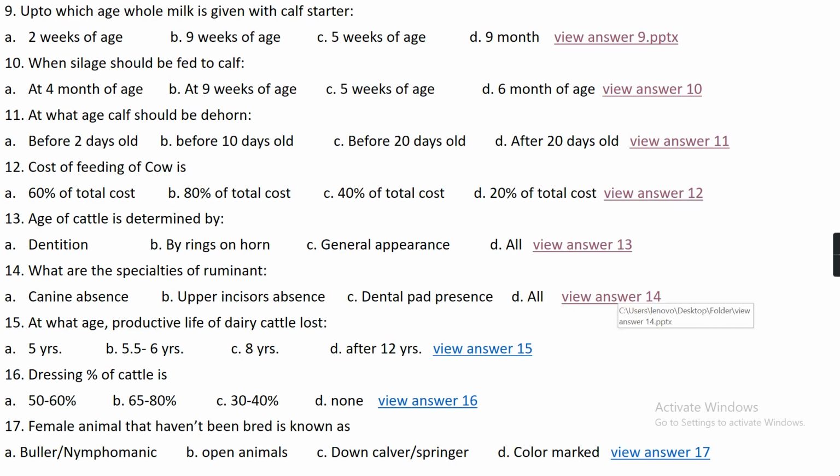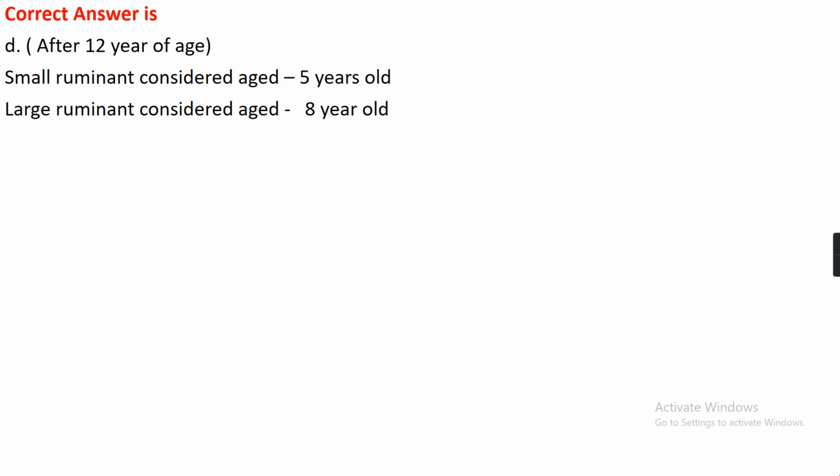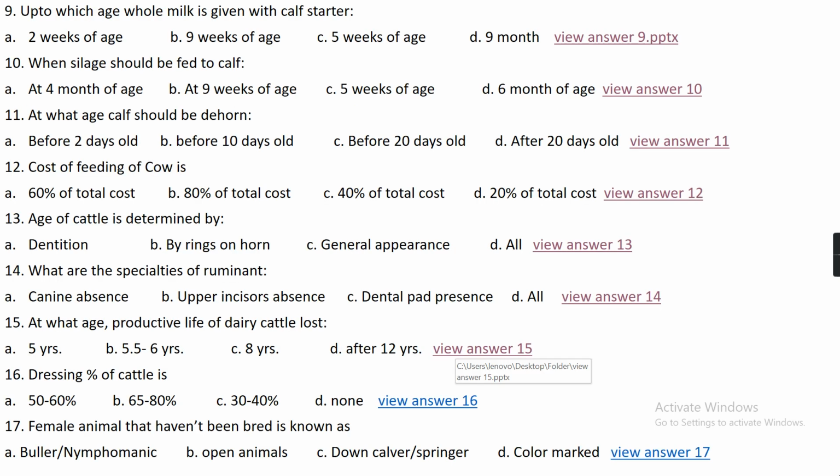Okay. Question number 15. At what age is the productive life of dairy cattle lost? Option A 5 years, option B 5.5 to 6 years, option C 8 years, or option D after 12 years. The right answer is after 12 years of age. Small ruminants are considered aged after 5 years old, and large ruminants are considered aged after 8 years old, and the productive life of large ruminants ends when they become 12 years of age. Okay.